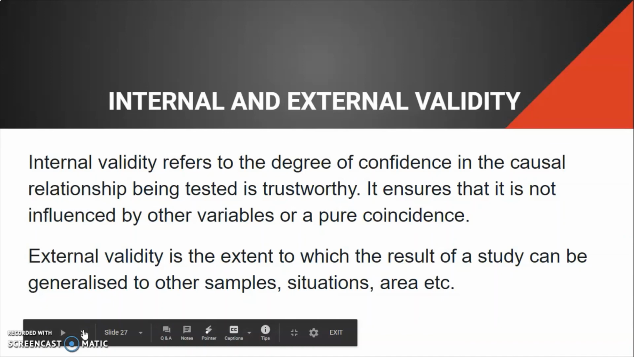Then external validity is the extent to which the result of a study can be generalized to other samples, situations, areas, etc. So here external validity means the result that we have reached through our research can be generalized. For example, if we have made a tool on emotional intelligence, and we found that it is true for a particular sample, then it should be true for the other samples also who are in some other area or in some other locality. That is what we call the external validity.